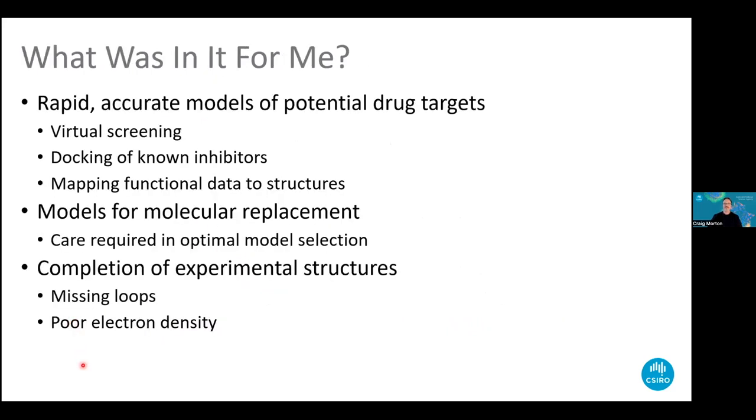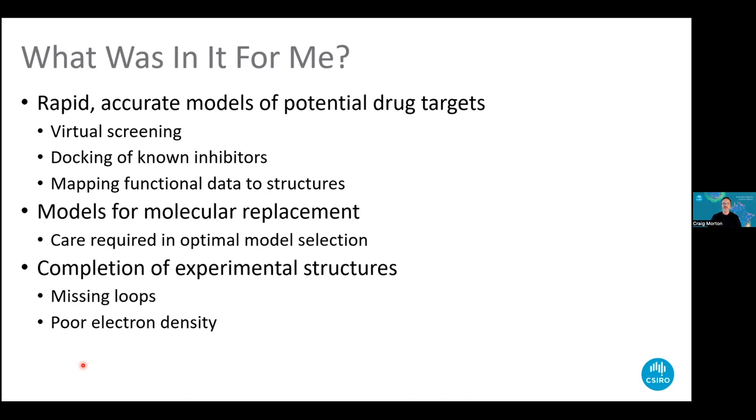So I bagged AlphaFold a little bit there, but I still think it's great. What's in it for me? Well, it generates really rapid, accurate models for potential drug targets. So big transmembrane proteins, it might not do a brilliant job on, but small globular proteins, enzymes and so on, it's really very good. And I can use them for virtual screening, for docking compounds, for mapping functional data onto structures if I didn't have a structure. It gives me models for molecular replacement, which I'll come to in a bit more detail in a second.